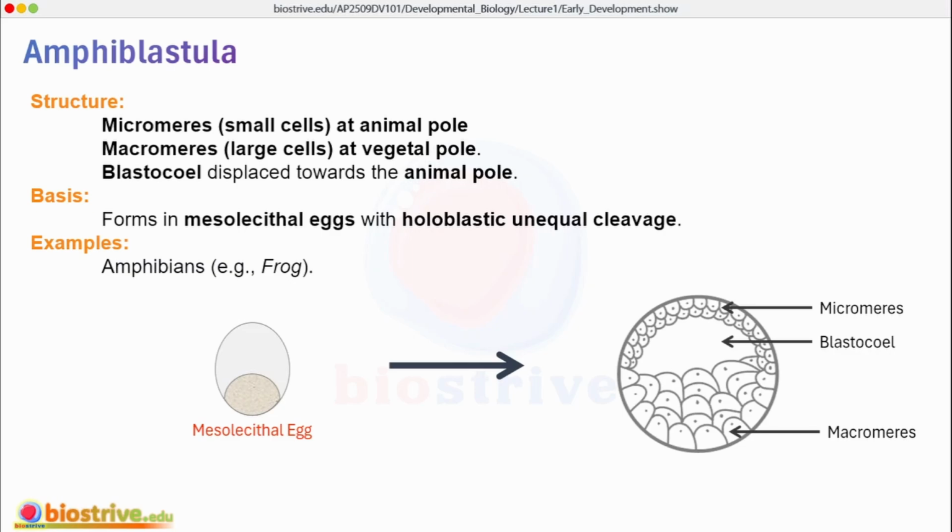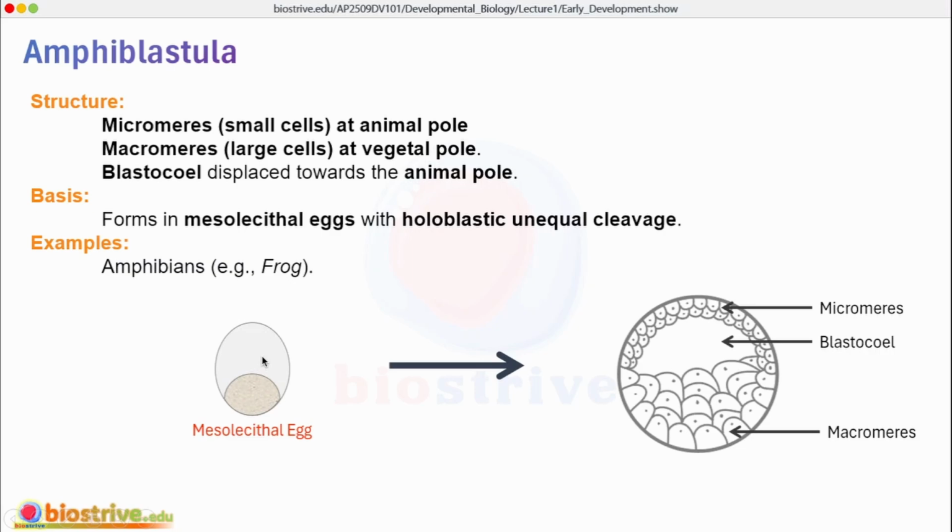Let's come to one of the most studied blastulas, which is the amphiblastula, seen in amphibians like frogs. It is formed from mesolecithal eggs, meaning a moderate amount of yolk, and the yolk is mostly distributed to one end or one axis. Like here we can say that yolk is distributed to the vegetal half of the egg. So there are mesolecithal eggs and the cleavage is holoblastic complete cleavage but unequal, because this yolk will hinder the cleavage process itself. This will result in two different kinds of blastomeres, because the first cleavage has not completed and the second cleavage will begin at the animal pole.